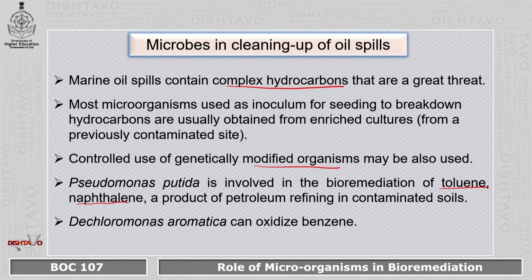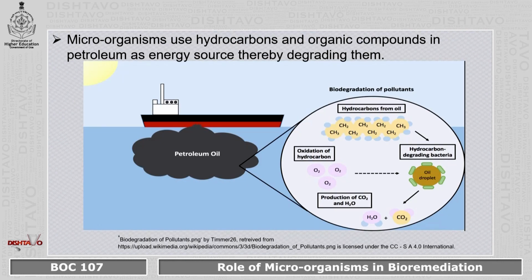Examples are Pseudomonas putida, which is involved in bioremediation of toluene and naphthalene. Now, these are petroleum products. Another example is Dechloromonas aromatica, which can oxidize benzene. This is a picture which shows how microorganism, that is bacteria, breaks down these oil spills of petroleum by breaking the hydrocarbon into water and carbon dioxide.